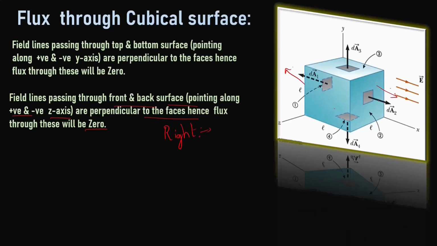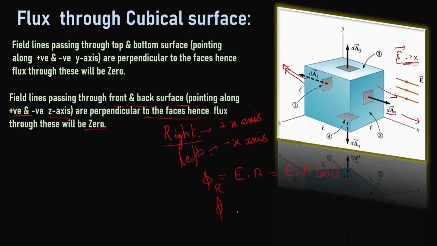First is the right face. The area vector of the right face, represented by dA2, is pointing along the positive x-axis. Similarly, for the face to the left of the cube, the area vector will be pointing along the negative x-axis. And the electric field itself is pointing along the x-axis. So let us see what the flux associated with the right face will be. We write phi r equals E dot A, that is E A cos 0 degrees, and cos 0 degrees is a positive value.